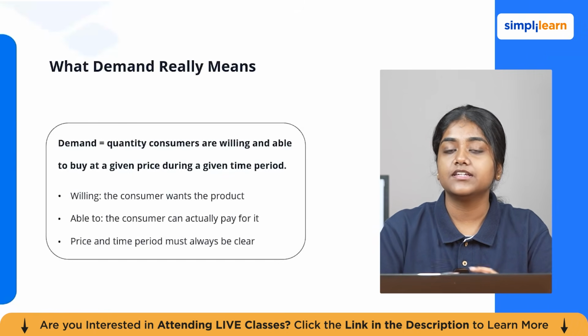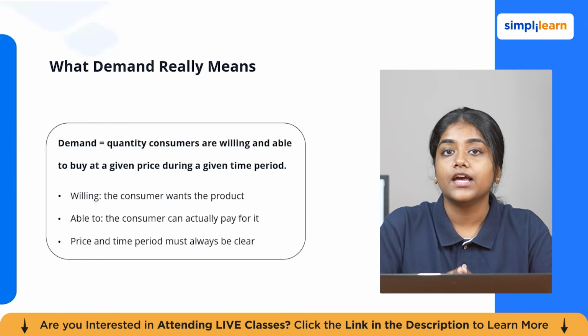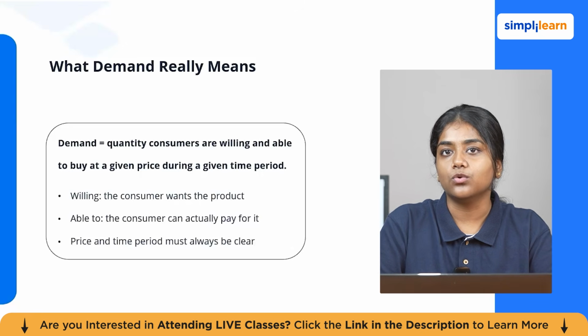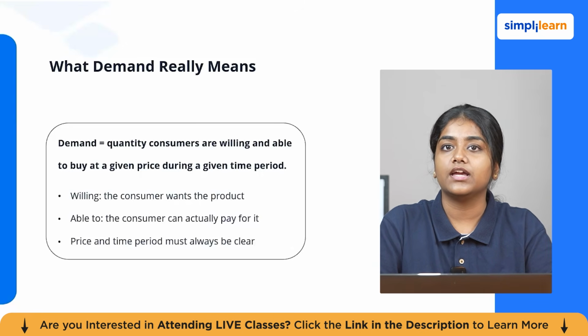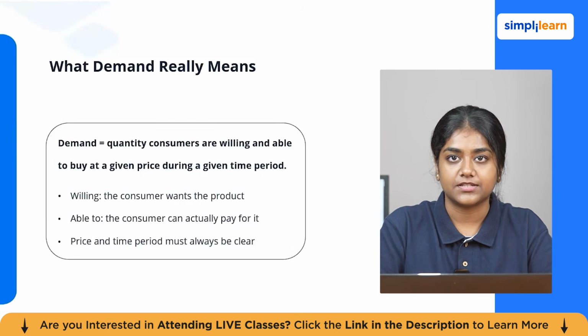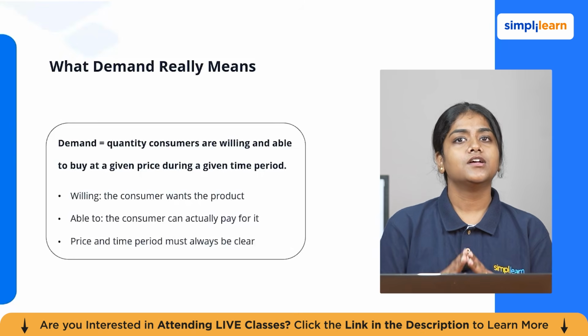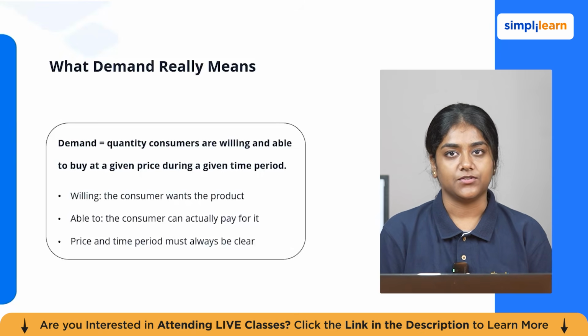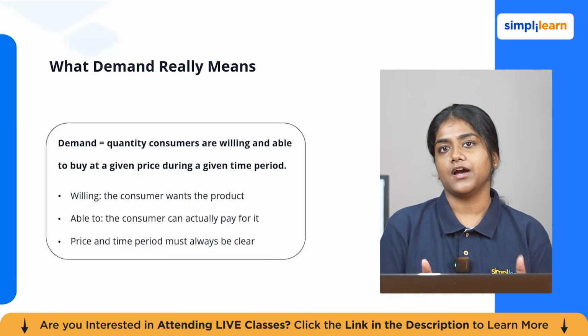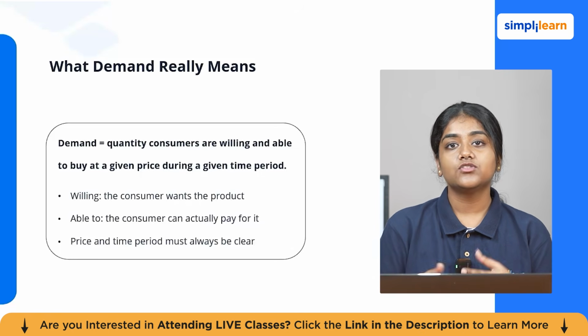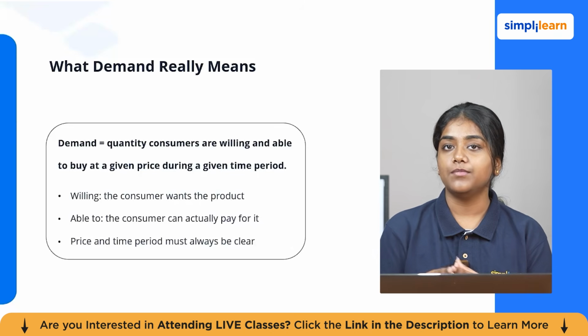In economics, demand isn't just wanting something. It specifically means the quantity of a good or a service that consumers are willing and able to purchase at a given price during a given time period. So the willing and able part matters. Wanting a Ferrari isn't demand if you can't actually pay for it. So demand requires both desire and purchasing power.